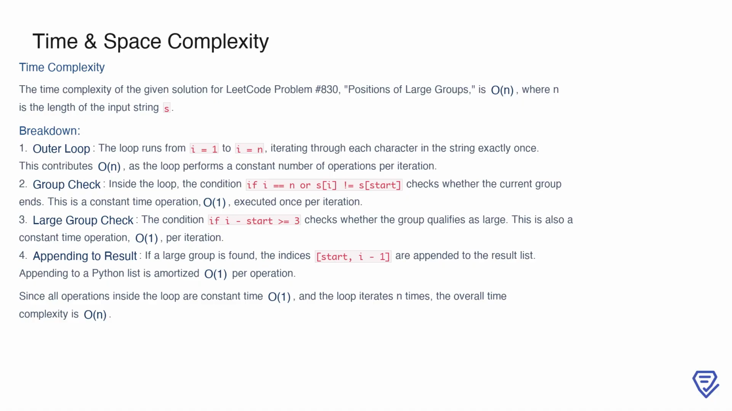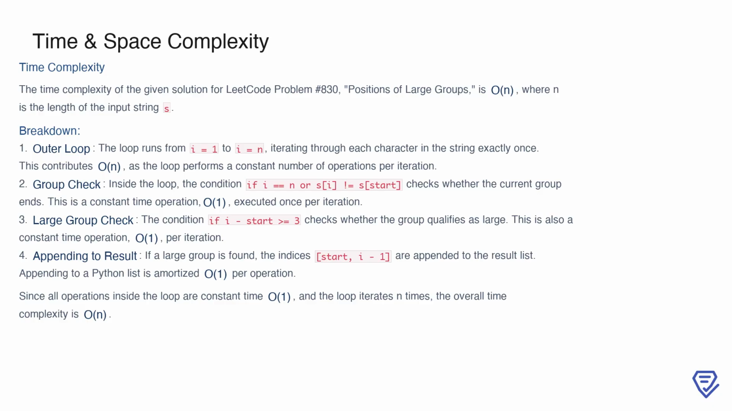The time complexity of this solution is O(n), where n represents the length of the input string s. To break this down, the solution uses a single loop that iterates through the string from start to finish. This loop runs exactly n times, performing a constant number of operations during each iteration. For example, within the loop, we check whether the current group of characters has ended. This is a straightforward condition that operates in O(1) time.